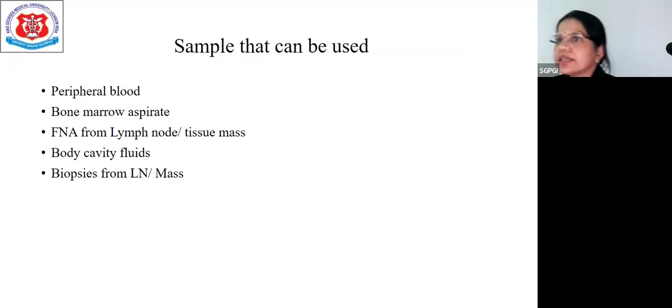So what are the samples that can be used for the immunophenotyping? Anything which can be suspended into a fluid and can be made to run in a single file pattern can be used. So we can use peripheral blood, we can use bone marrow, we can use the FNA material from the lymph node or tissue mass, we can use the body cavity fluids like ascitic fluid, pleural fluid, or CSF, and even the biopsies from the lymph node and mass can be disintegrated into smaller cells or smaller tissue, as Dr. Hemant had described in his talk, and they can be used for flow cytometry.